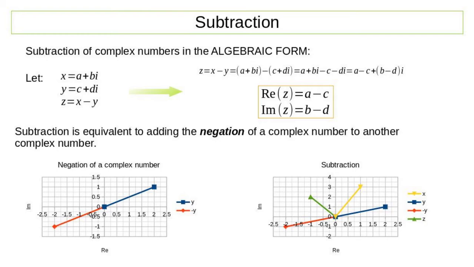We can think of subtraction as the addition of the negation of a complex number to another complex number. Negating a complex number simply means to multiply that number by -1, which corresponds graphically to applying a central symmetry transformation of a complex number with respect to the origin, as you see in the figure on the left. Once you have determined the negation of a complex number, you can apply again the parallelogram rule with one complex number and the negation of another, as you see in the figure on the right.